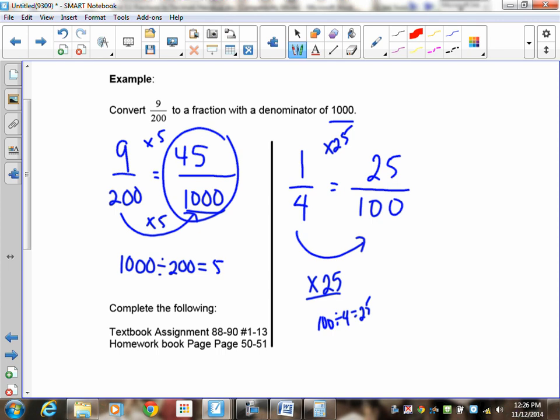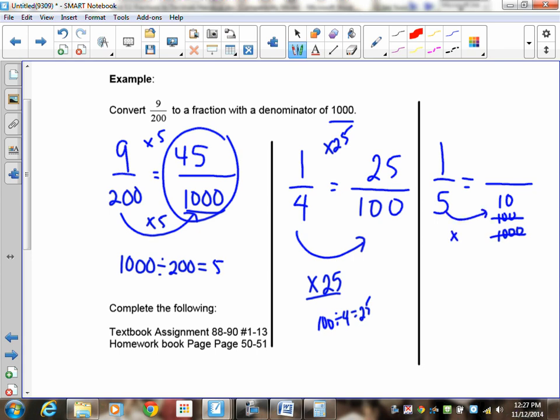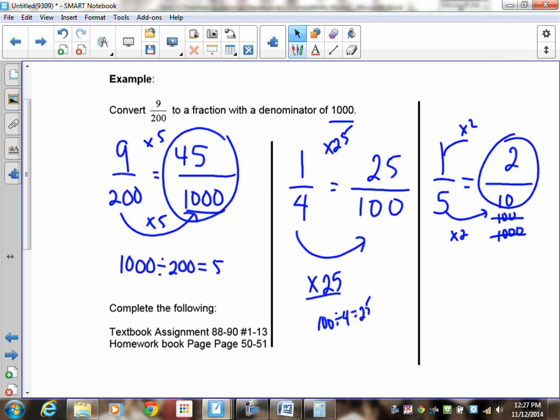Okay? Coming up in the assignment, they're going to give you a question like this. They're going to say, convert 1 over 5 to a fraction that has a denominator of 10, 100, or 1,000. When this happens, you have a choice. You can set this up to be a 10, a 100, or a 1,000. It's your choice. My advice is use the easiest one possible. How do you get from a 5 to a 10? That's the easiest one. Multiply by 2. So multiply this by 2. You get 2/10. Okay? So, if you have any questions, rewatch the video or come in and talk to me.